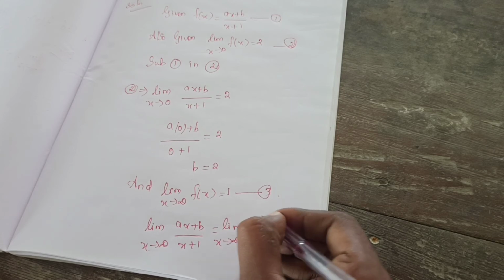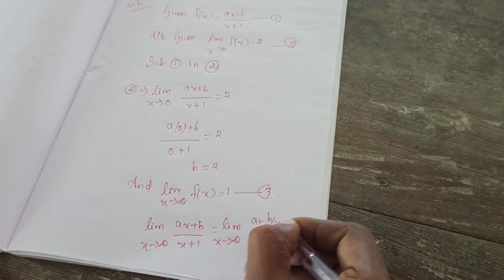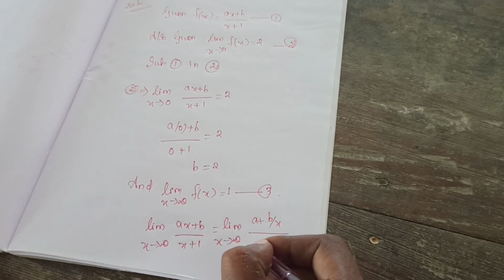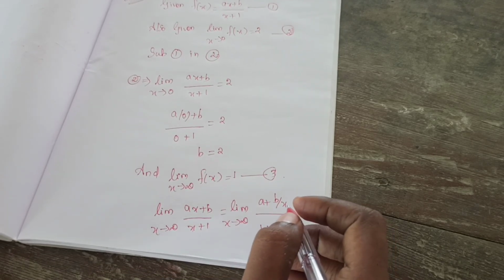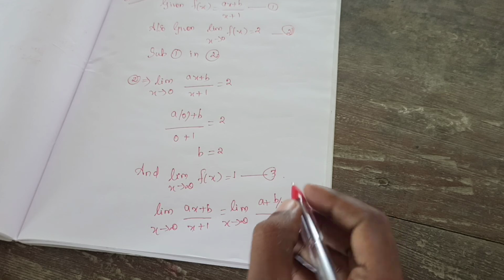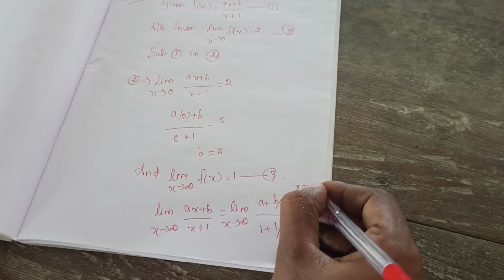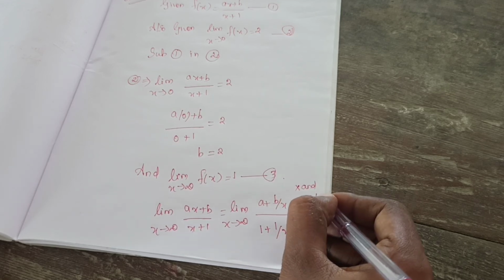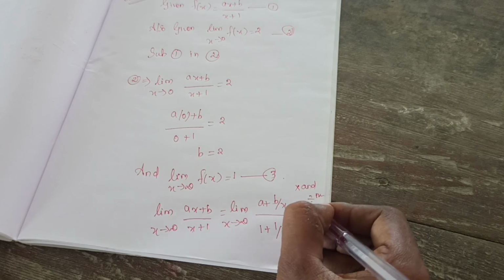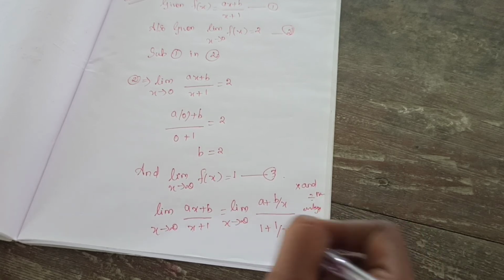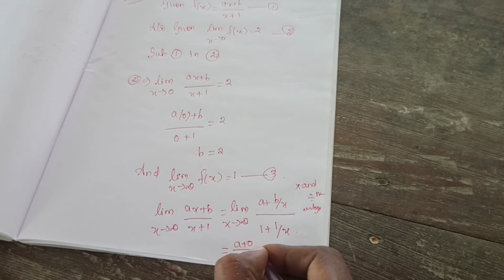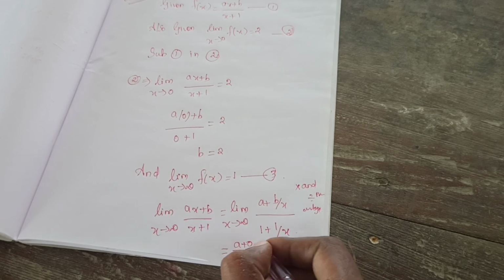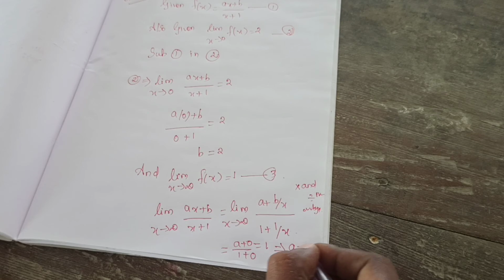Because of that we can't do it directly, I am going to change it, dividing a x plus b by x, and x plus 1 by x, is it right? So a plus b by x, and 1 plus 1 by x you will get. Now divide the numerator and denominator by x. What I did? Multiply and divide both numerator and denominator by x. Okay, so what happened? So now you can apply the limit. So you will get a plus 0 divided by 1 plus 0.